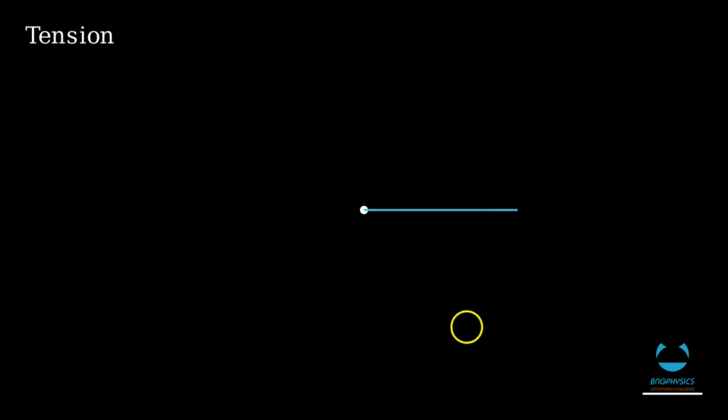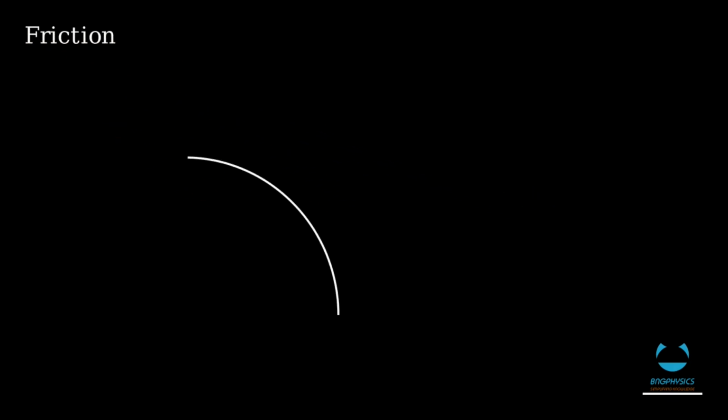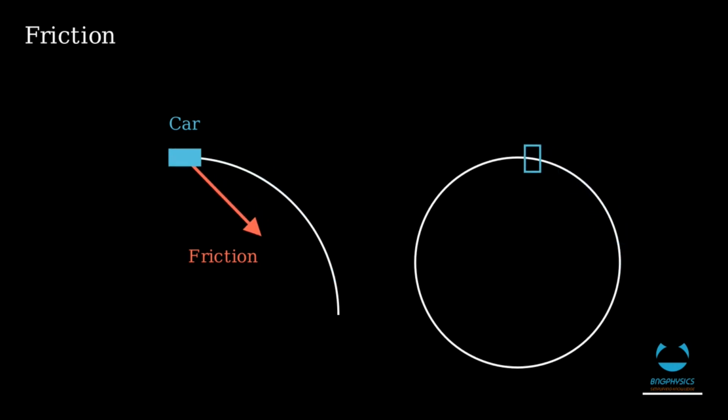Centripetal force could be a result of a physical connection like tension. For example here, the tension in the rope makes this ball spin around the center. Or another example, such as friction, also causes centripetal force. For example, let us assume this rectangle here is a car. As it moves along the road, the friction between the tires and the road pushes the car inward, toward the center of the curve.